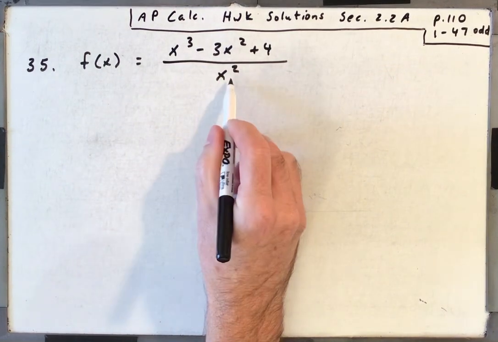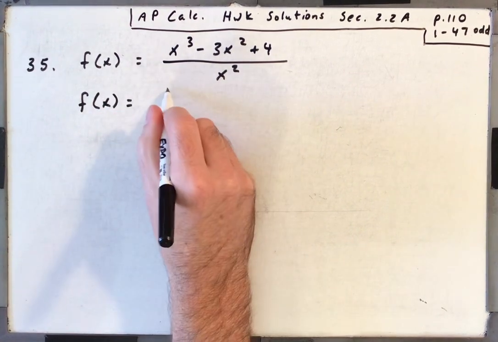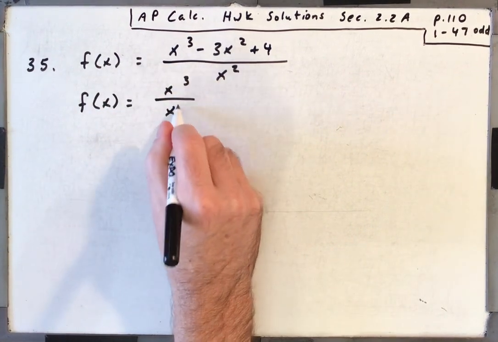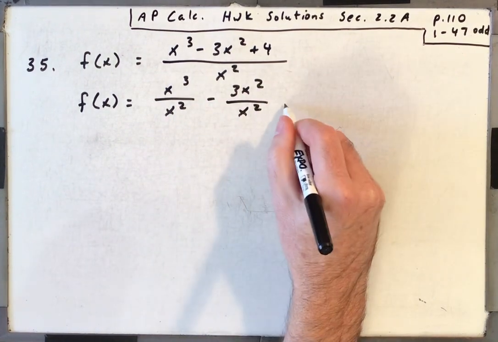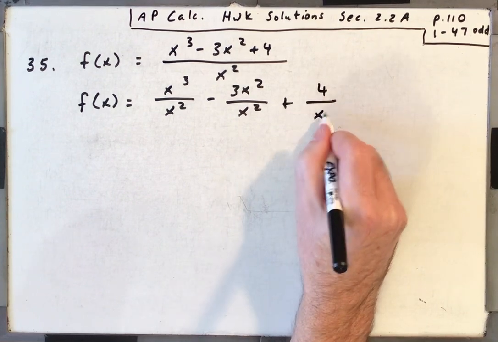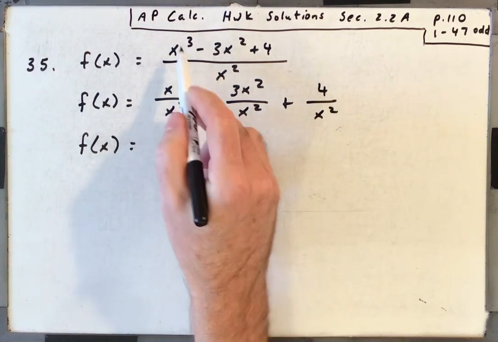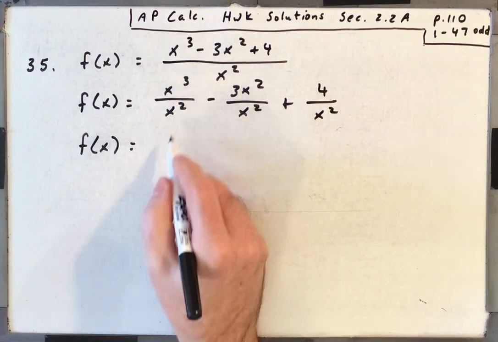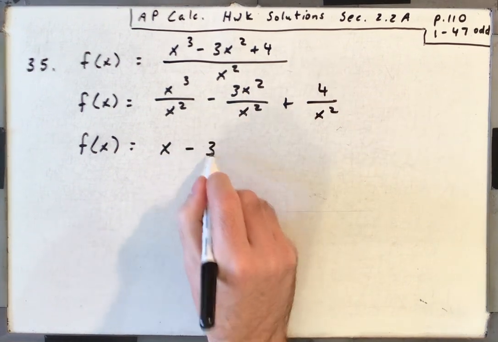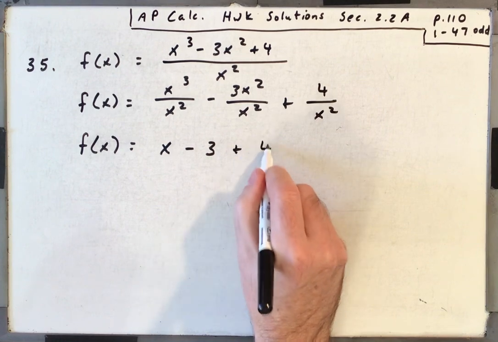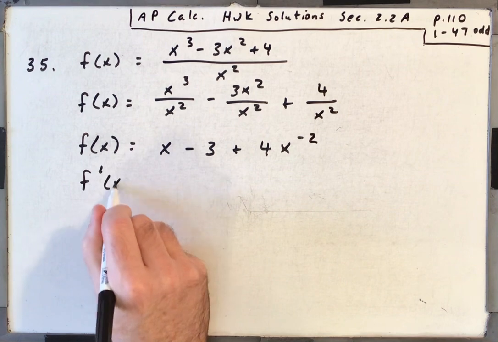Now we can divide that by x squared. We can rewrite this. Now I'm going to do an extra step here. This is the same as x cubed over x squared minus 3x squared over x squared plus 4 over x squared. Now I usually do that part in my head, but that's going to be x cubed over x squared reduces to just x. Then the x squareds cancel out, minus 3, and then that's the same as 4x to the minus 2. So now we can take the derivative.